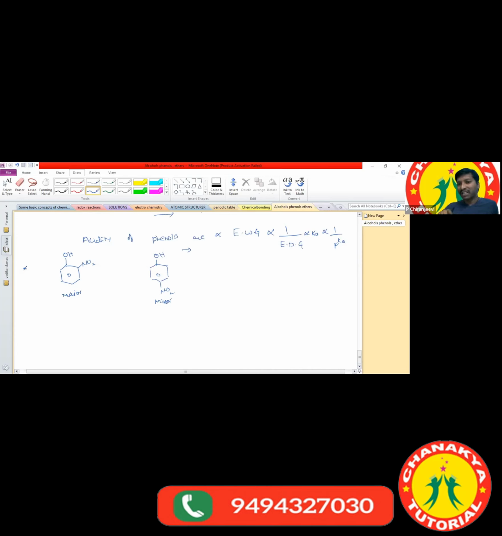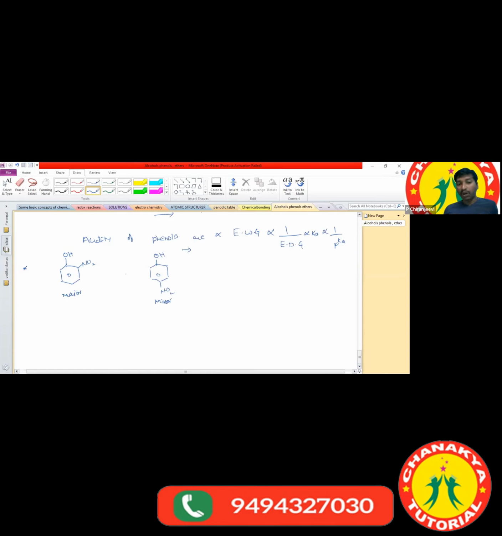Chelation is nothing but the formation of a cyclic ring. As the number of cyclic rings increases, their stability also increases. Due to that reason only, ortho-nitrophenol is more stable. After that, para-nitrophenol. And one more exam point of view question.